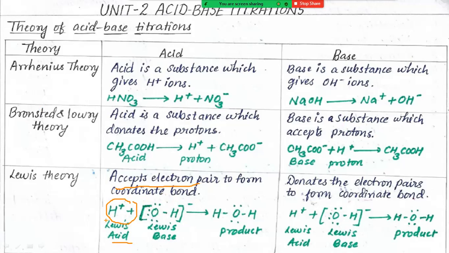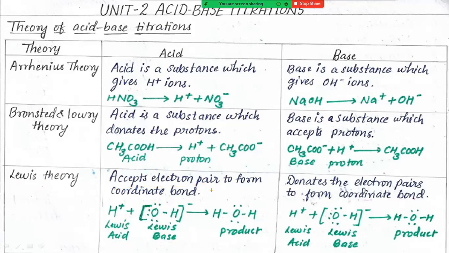H plus doesn't have any electrons, since its only electron is removed. So here it has a vacant orbital. That's why it is ready to take electrons. Here the Lewis base consists of an electron pair. So the Lewis base will be donating the electrons, and the Lewis acid will be accepting the electrons, right?